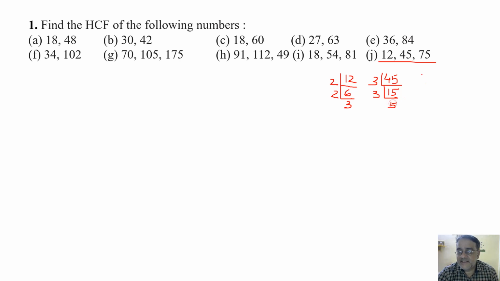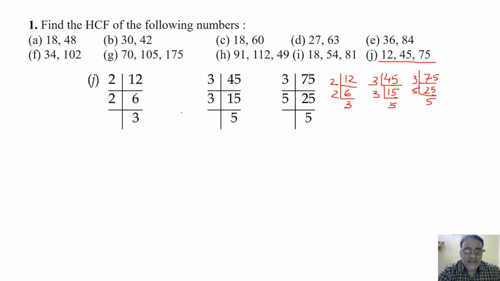Right. 75 we will divide first by 3. 25. Very good. Again 25 we will divide by 5. 5. Stop. So we got this. So 12 we can write as 2 into 2 into 3. And 45 we can write as 3 into 3 into 5. 75 we can write as 3 into 5 into 5.